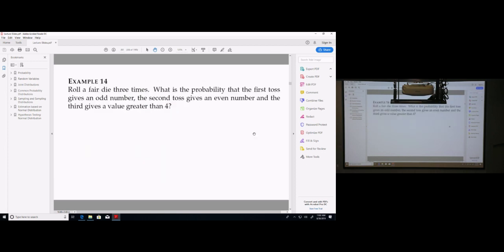I have a fair die and I roll it 3 times. We ask for the probability that the first toss gives an odd number, the second toss gives an even number, and the third gives a value greater than 4. Each individual event relates to a separate action, so it is highly likely that they will be independent, because whatever you do in the first toss will be independent of your second toss. Of course, here we assume the toss is done rigorously.